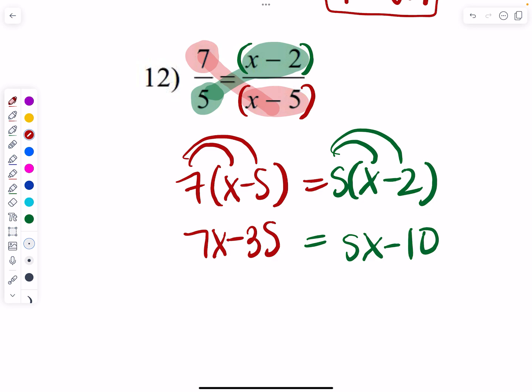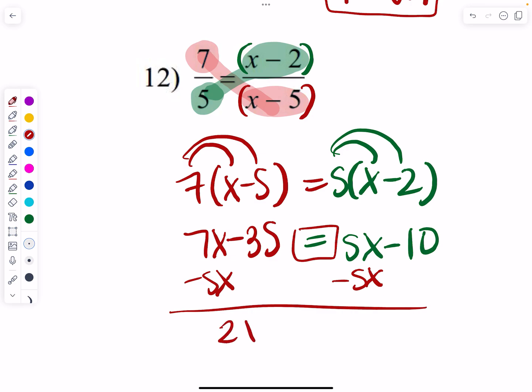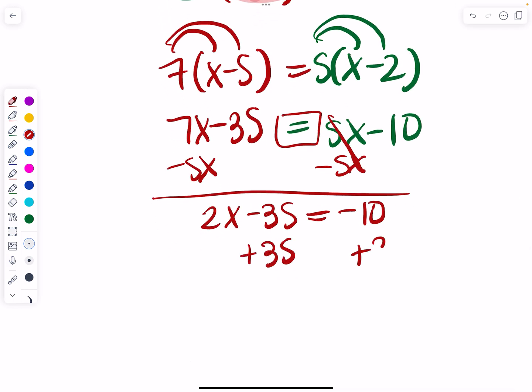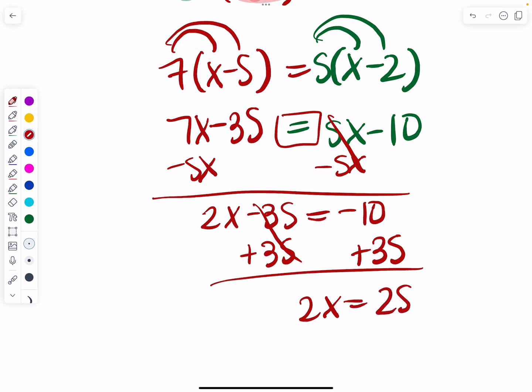And so when I get my variables on the same side, I'm going to subtract my 5x. I get 2x minus 35 equals negative 10. And then I'm going to add 35 to both sides. I get 2x equals 25. So when I do 25 divided by 2, that is going to give me 12.5 for x.